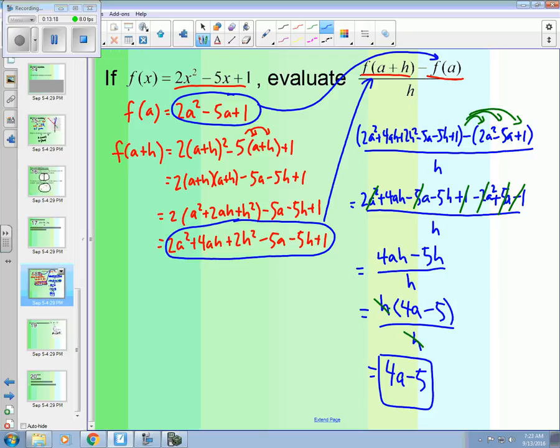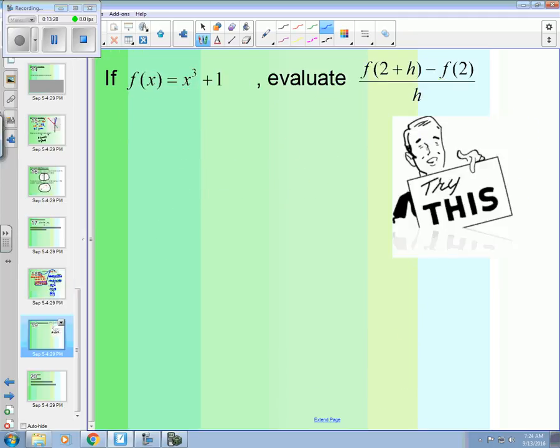What we're going to learn later in Unit 2 is that 4a minus 5 has some important significance when dealing with calculus. All right, why don't you guys pause the video, try this one out. This is another difference quotient here, and see if you can evaluate this one, and then check your answer by playing the video. All right, let's see what you got.